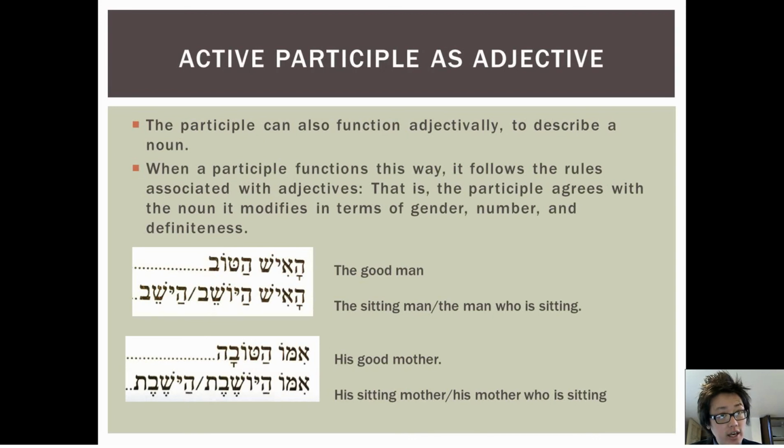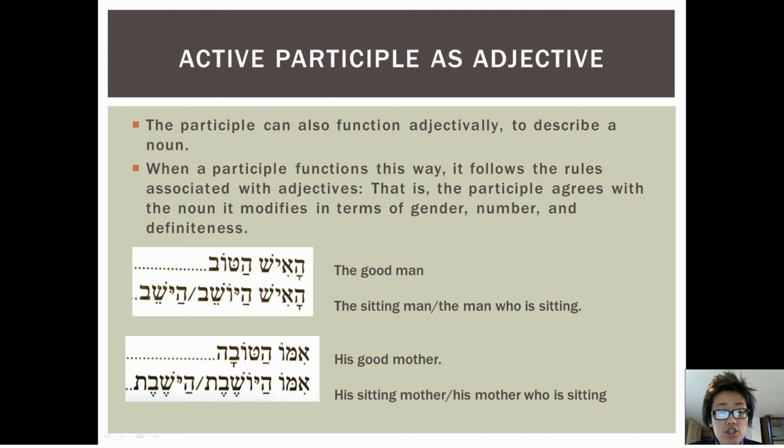The last ones we were looking at were examples of participles as verbs. The participle can also function adjectively to describe the noun. When a participle functions in this way, it follows the rules associated with adjectives. That is, it will agree with the noun it modifies in terms of gender, number, and definiteness. So just as a reminder, ha'ish hatov, this means what? You have the definite article on both, so it is an attributive adjective, the good man. Ha'ish hatov. Now, the participle is going to follow those same rules.